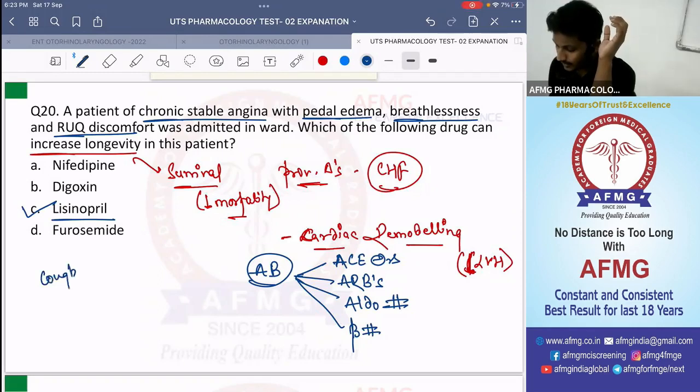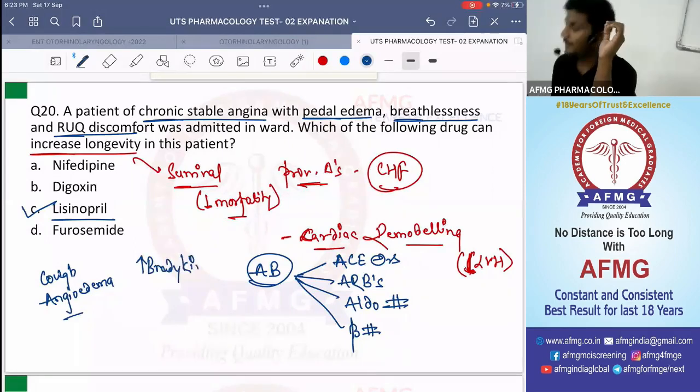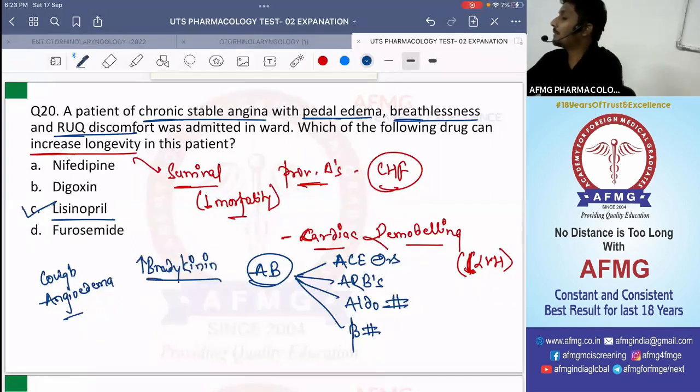First is cough and angioedema. They are due to increase in which of the cytokines? Very good. They are due to increase in the levels of bradykinin, because ACE inhibitor, please remember the ACE enzyme, angiotensin converting enzyme, does not only convert angiotensin 1 to angiotensin 2, rather it is also responsible for degradation or metabolism of this bradykinin. But if we have inhibited this enzyme, then what will happen?